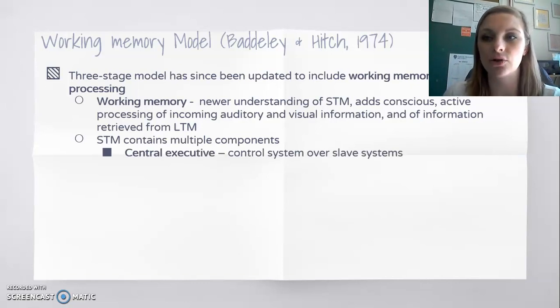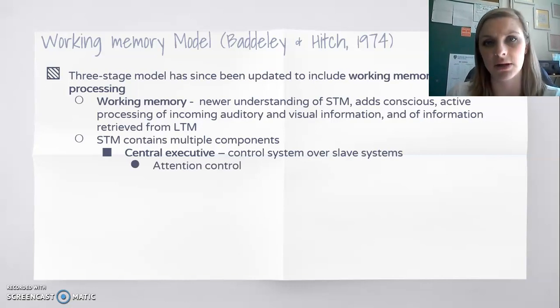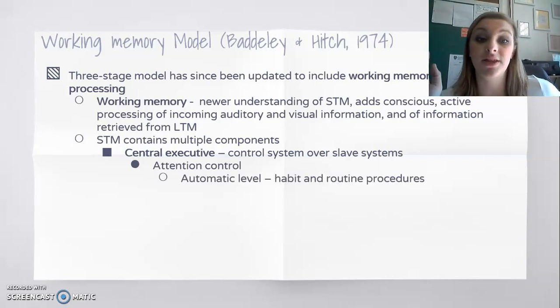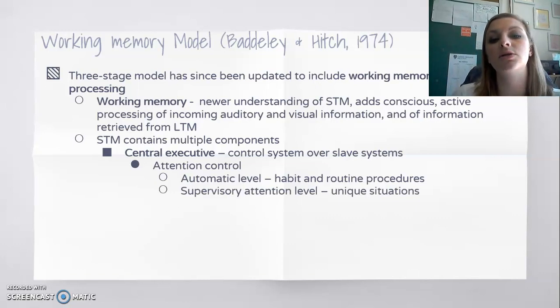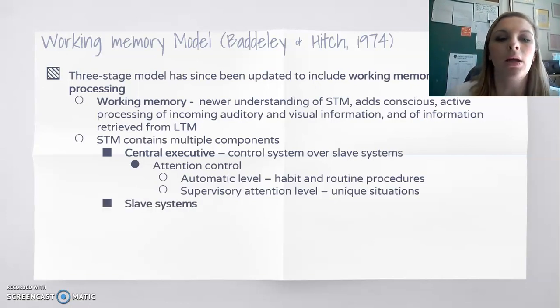The first is a central executive. The central executive controls our slave systems, which we're going to talk about in just a minute. But our central executive controls our attention, both at the automatic level, right? Those automatic habit or routine procedures. But it also does the supervisory attention level, so unique situations, things that are new that we have to pay attention to. It tells us where to look. It tells us what we should be listening to. So that's one part of short-term memory.